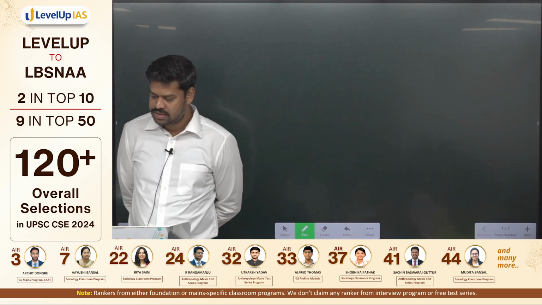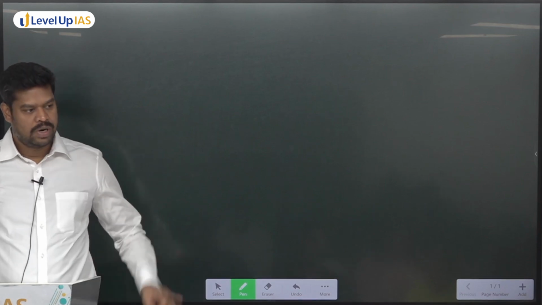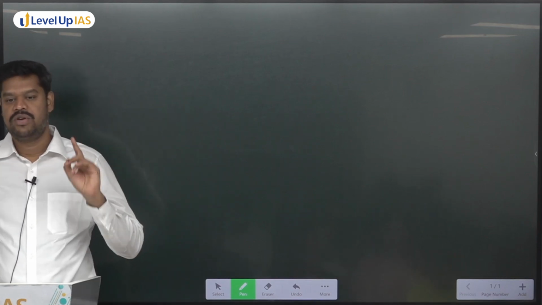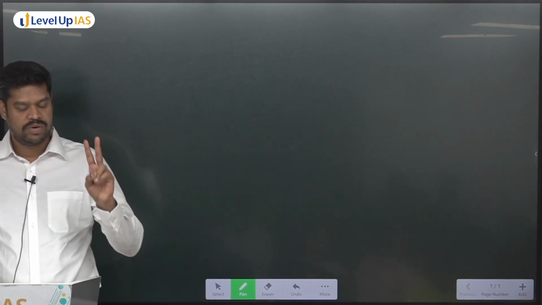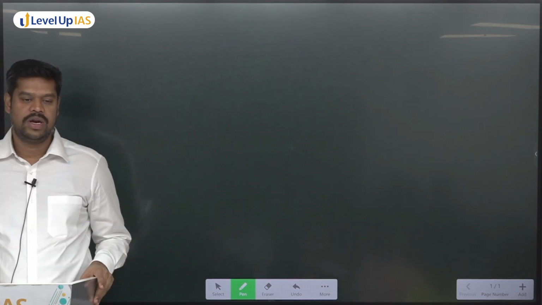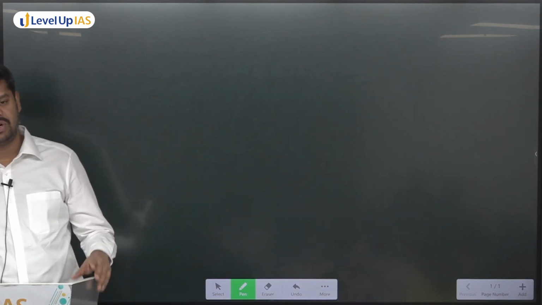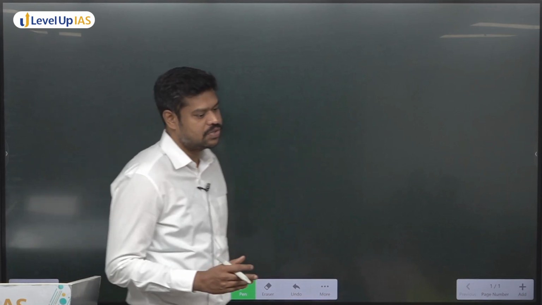Now, within these 4 types of majorities, there is only one type of simple majority. There is only one way of calculating the simple majority, only one way of calculating the absolute majority, and only one way of calculating the effective majority. But there are different types of special majorities. So we'll try to understand which special majorities are used for different purposes.